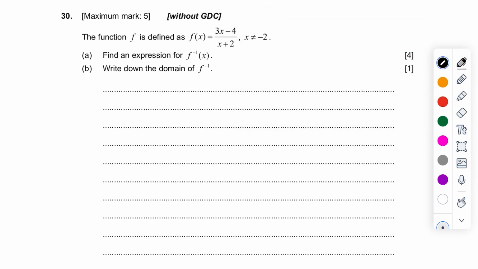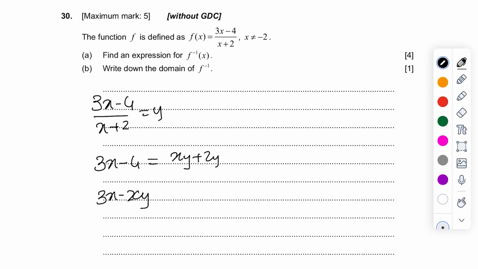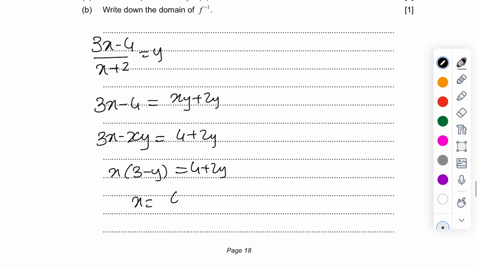Coming to question number 30, find f inverse of x. So (3x - 4)/(x + 2) = y. 3x - 4 = xy + 2y. 3x - xy = 4 + 2y. Taking x common, x(3 - y) = 4 + 2y. So x = (4 + 2y)/(3 - y). So what will be f inverse of x? (4 + 2x)/(3 - x).